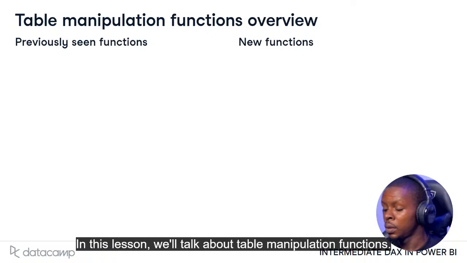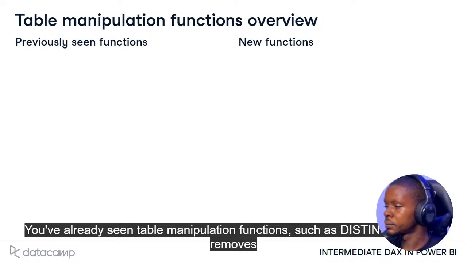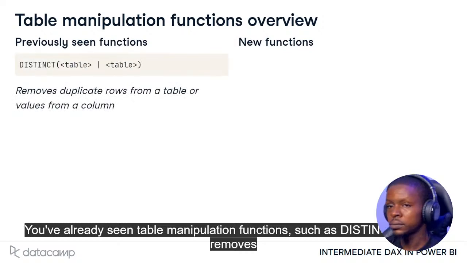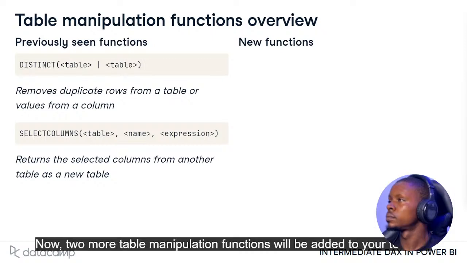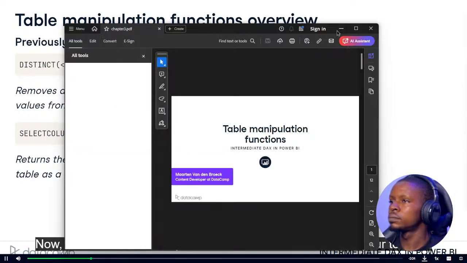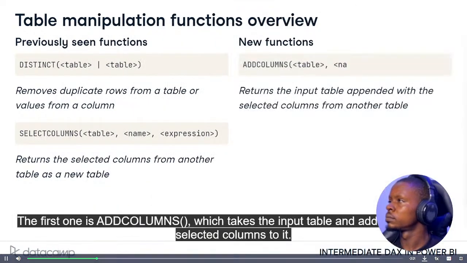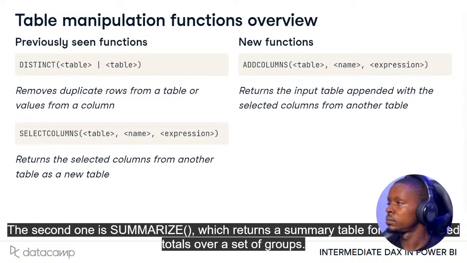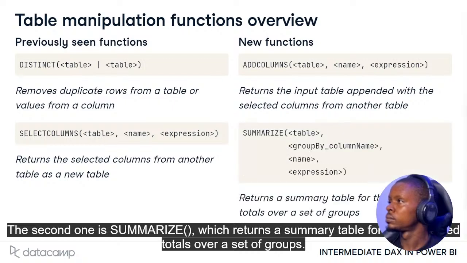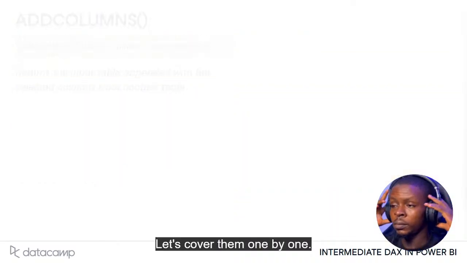In this lesson, we'll talk about table manipulation functions. You've already seen table manipulation functions, such as distinct, which removes duplicates, and select columns, which returns a table with one or more selected columns. Now, 2 more table manipulation functions will be added to your toolbox. The first one is add columns, which takes the input table and adds 1 or more selected columns to it. The second one is summarize, which returns a summary table for the requested totals over a set of groups. Let's cover them one by one.